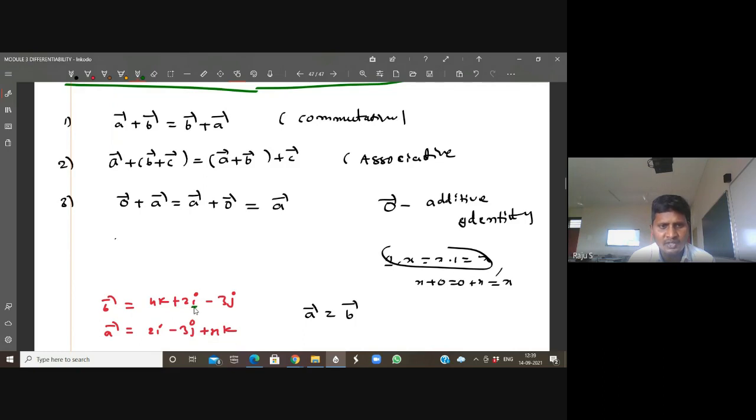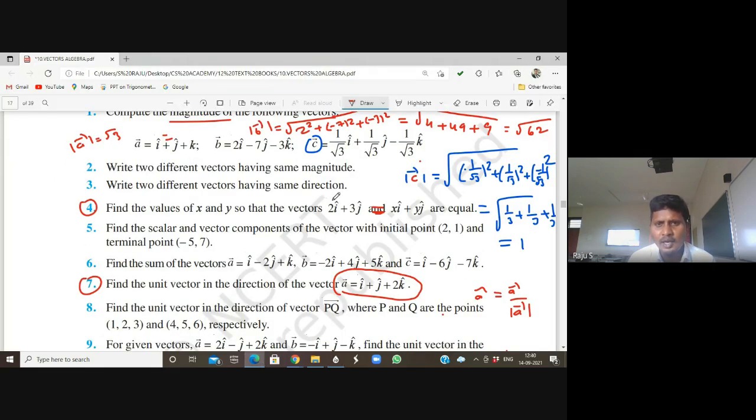So what is the i coefficient here? 2. Right. The j coefficient is minus 3. The k coefficient is 4. So here A must be equal to B. In the same way, the i coefficient 2 is equal to x, so x is equal to 2. And y is equal to 3.